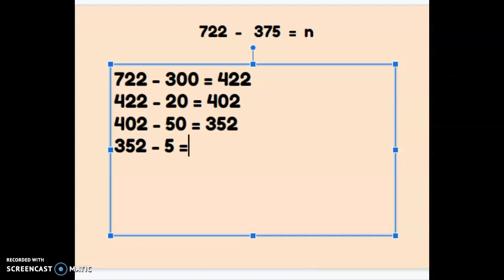But again, you can break that number down. But if I'm doing this problem, like I said, in my mind, I'm going to take that 2 away to get that nice friendly number of 350. I have 3 more to take away, so my final answer is going to be 347.